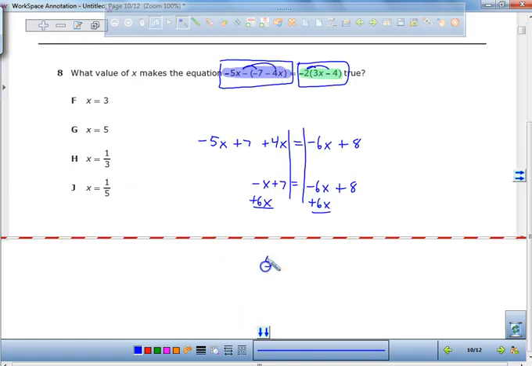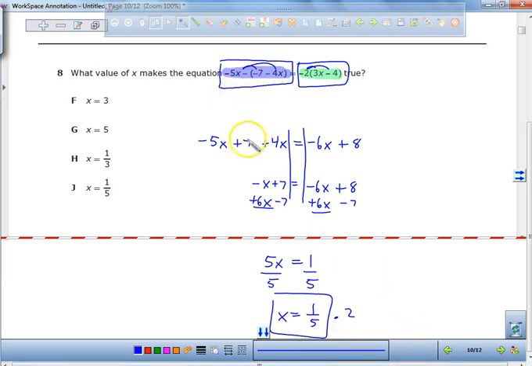Then I get 5x. I'm going to take away 7 from both sides and get 1. Then divide both sides by 5. And I get x equals 1 over 5. The decimal equivalent of that is 0.2. So that's how you do it by hand. Now we're going to do it in Desmos.